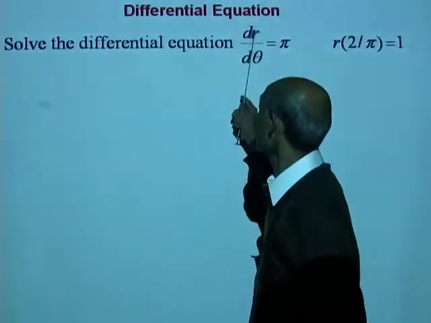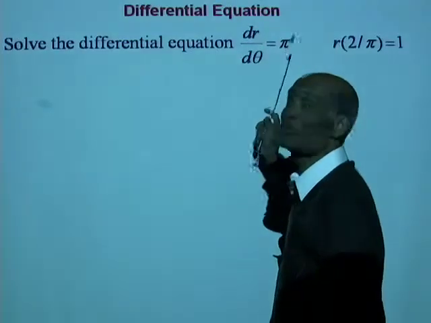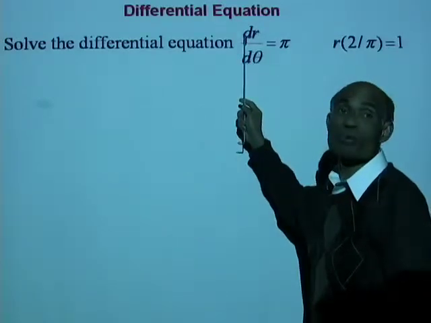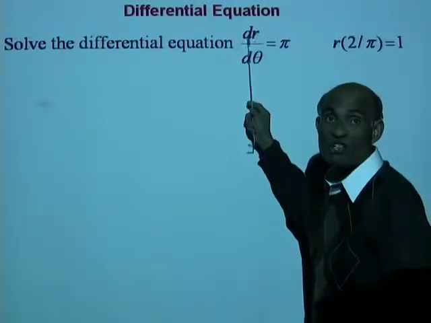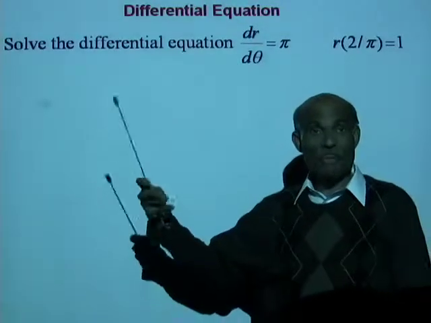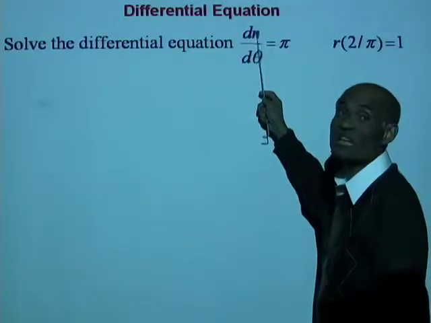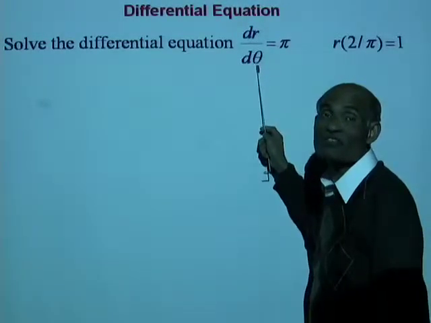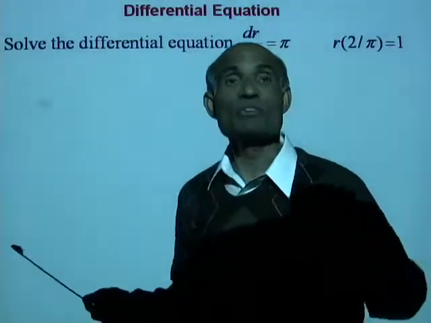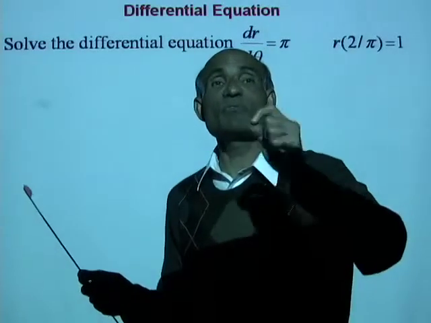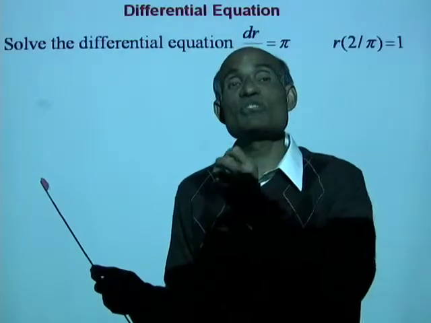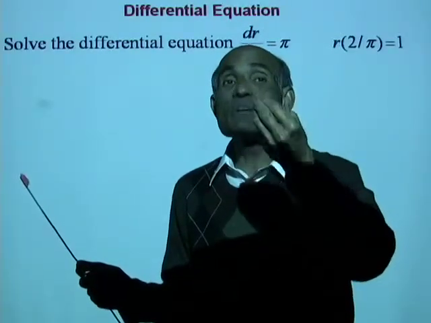That x is the independent variable, y is the dependent variable. Now look at this equation. dr by d theta equal to pi. What does that mean? It means the derivative of the function r with respect to theta. It gives you several pieces of information. It tells you that r is a function of theta. Theta is the independent variable, r is the dependent variable. Just like dy by dx. dy by dx is the derivative of y with respect to x. x is the independent variable, y is the dependent variable.